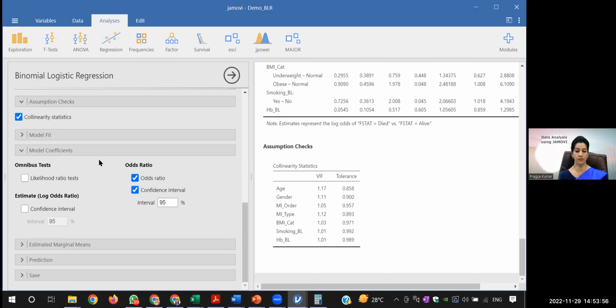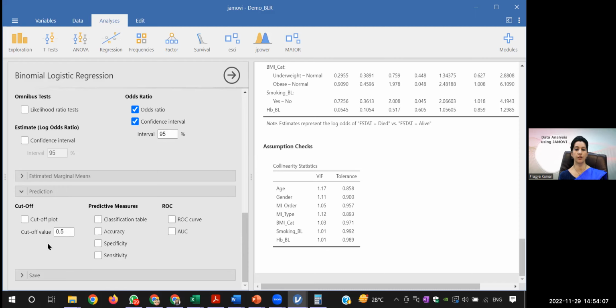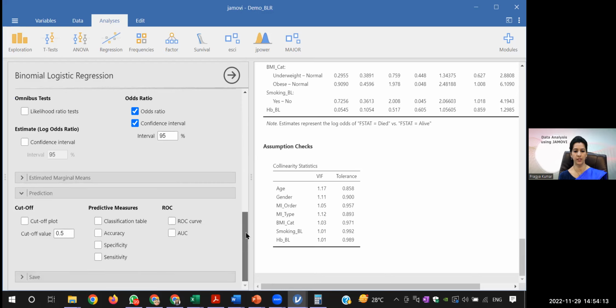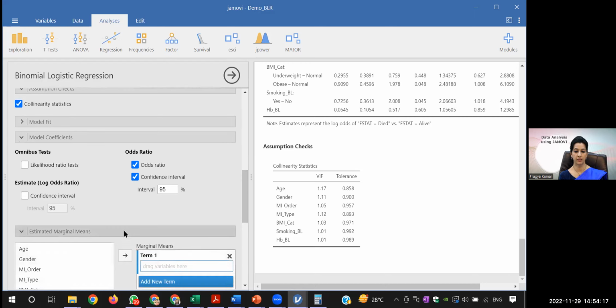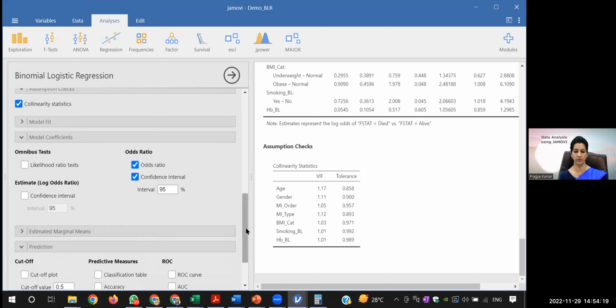Now you come to this odds ratio you have seen. And then coming to the prediction, here you can see the cutoff. It has automatically taken the cutoff of 0.5. You can change the cutoff, but there's no need to do that. We are not talking about that right now.